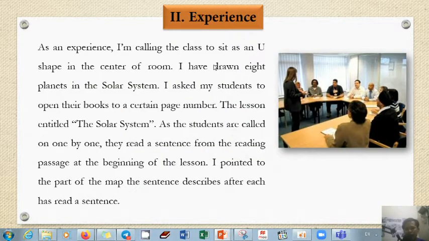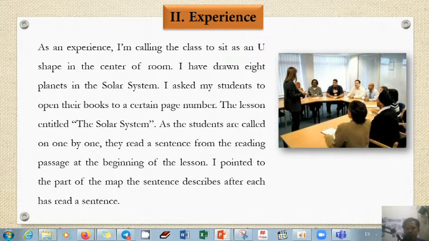And now let me go to my real experience. I call the students to sit in the center of the room and then draw the 8 planets of the solar system. I ask students to open the book to a certain page number, and the lesson title in the book is the solar system. I call on students one by one, and they read a sentence from the reading passage at the beginning of the lesson.